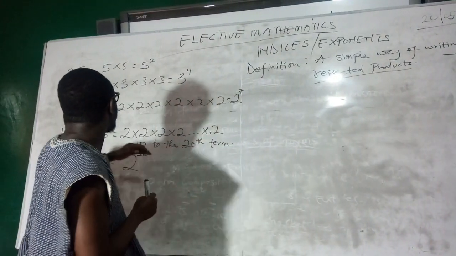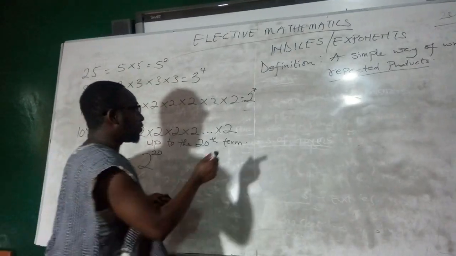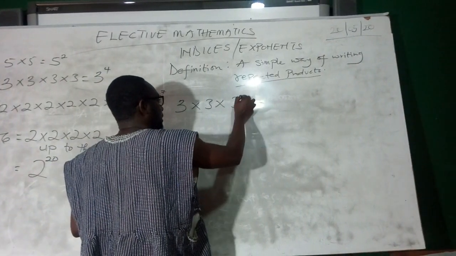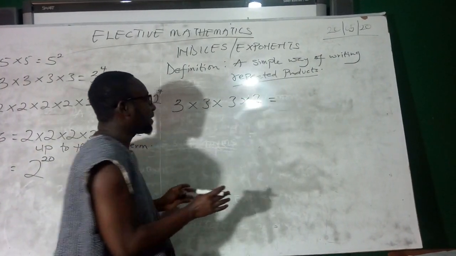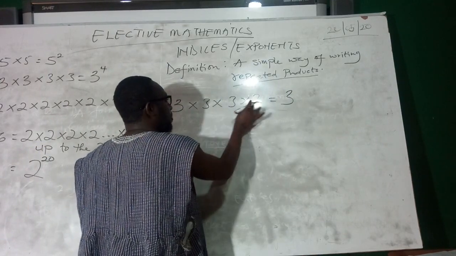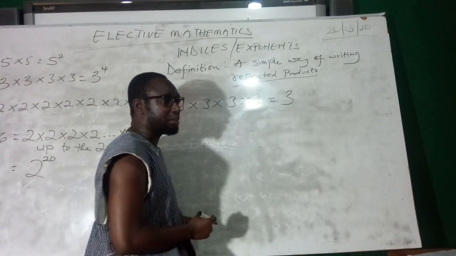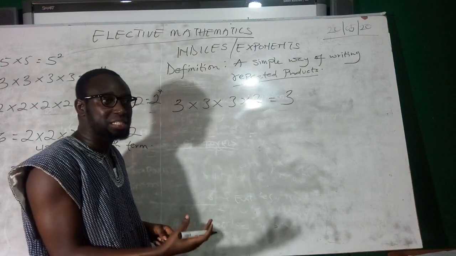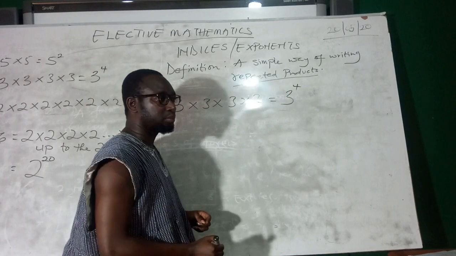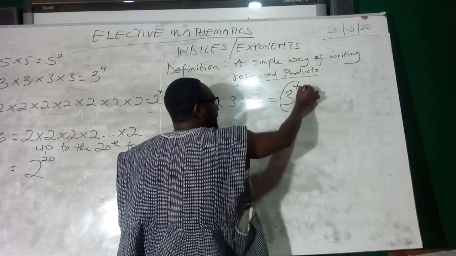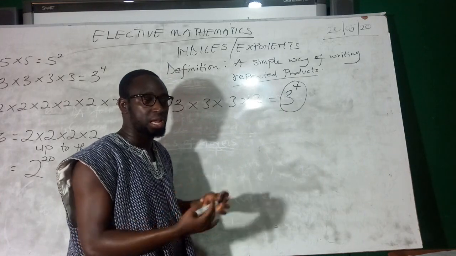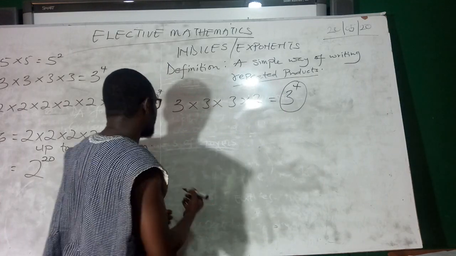For example, as we have stated earlier, when we have 3 times 3 times 3 times 3, the simple way of writing this is we write the 3, which is the number being multiplied. That is the repeated product, which I have underlined over here. Then the number of times it is being multiplied: 1, 2, 3, 4. So this shorthand notation is known as the index notation, or indices, or exponents. Let's look at another example.